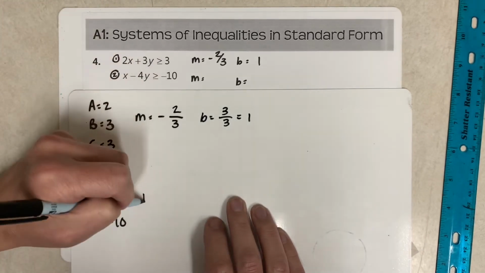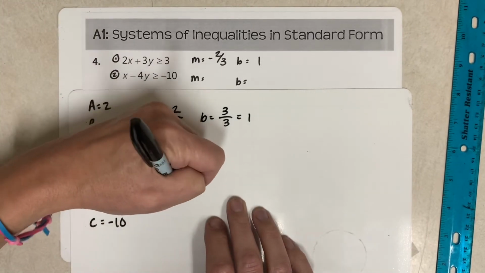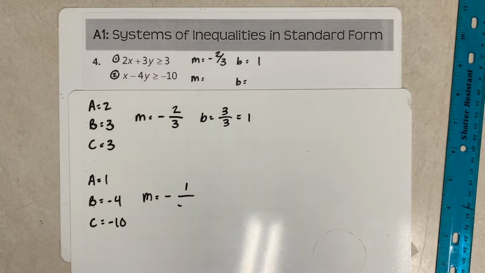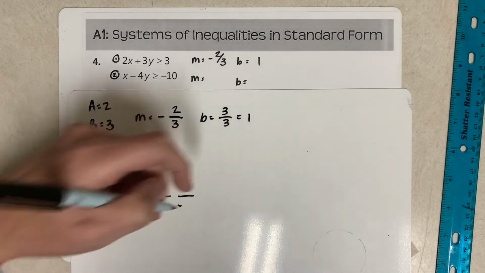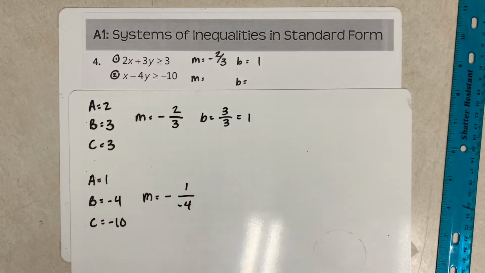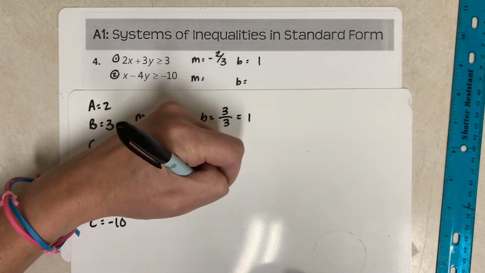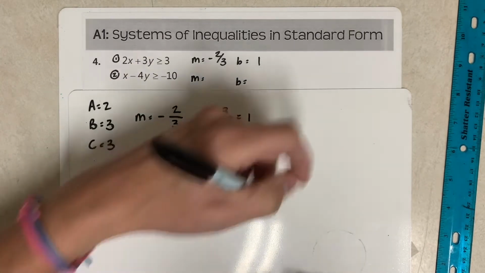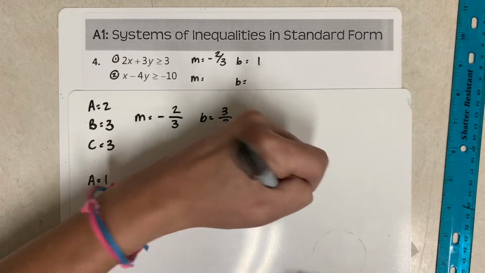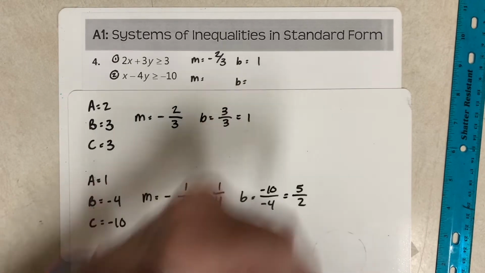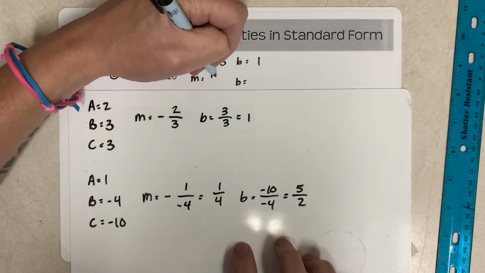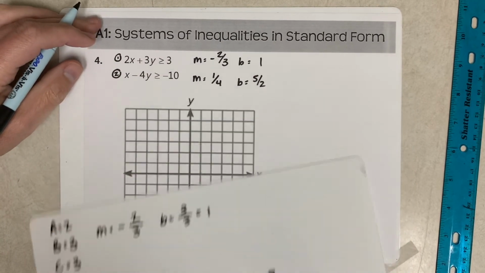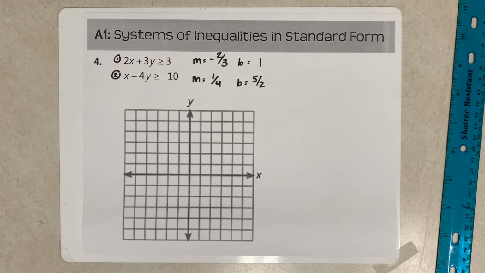For the second one, A is 1, B is -4, and C is -10. So we're actually going to get the slope of this one is -1 over -4, so it looks like it's going to be a positive 1/4 for that slope. But for the y-intercept, that's going to be -10 over -4, which is going to reduce down to 5/2, which again is a fraction, and we're not too happy with fractions. So we're going to have to deal with that. We can deal with that. All right. So let's do this.